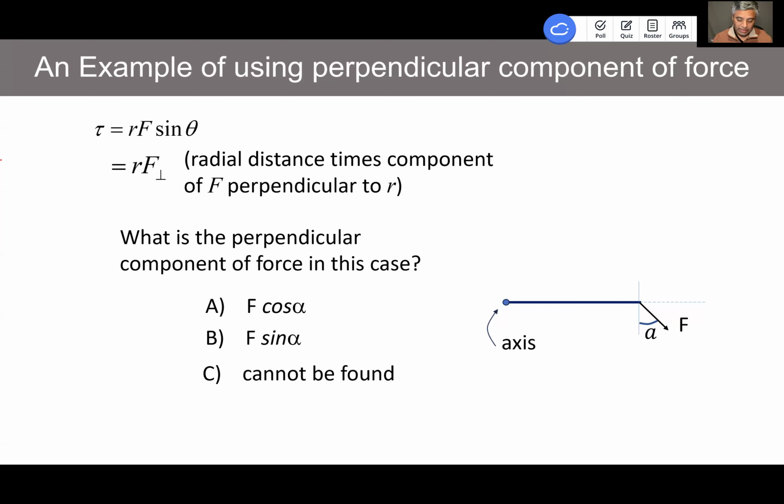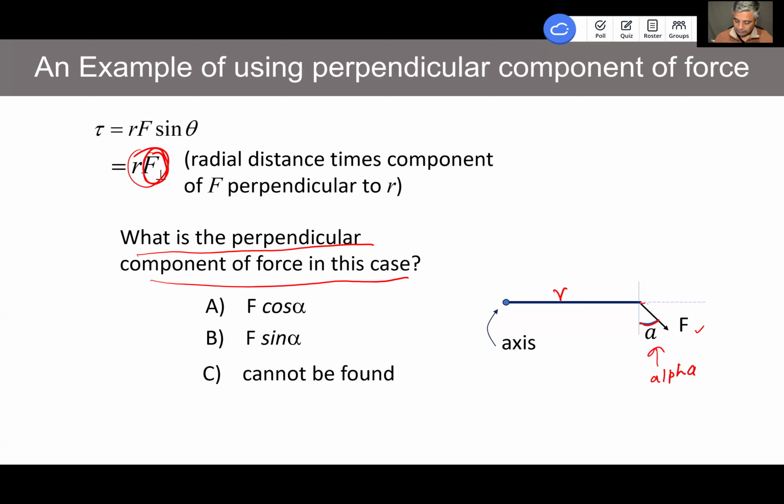Oh, before we do that, I am pausing here to get your feedback on components, okay? So here there is R, there is F, this angle is given, and I am saying that angle is alpha. This is alpha, the name of that angle. Now, if you want to use this formula, you need to use the perpendicular component of force. So what is the perpendicular component of force in this case? That's what I'm asking you.